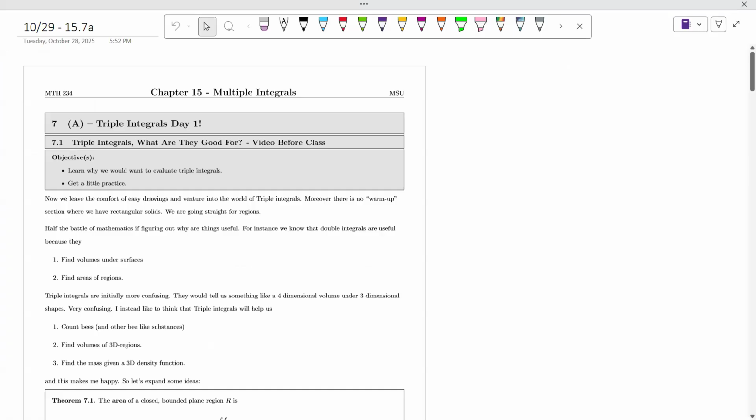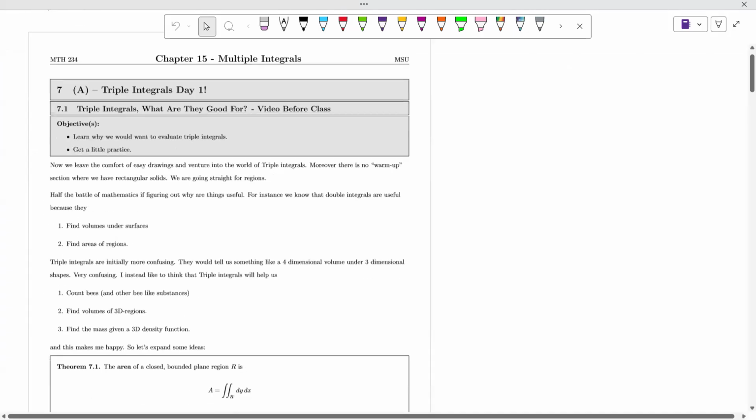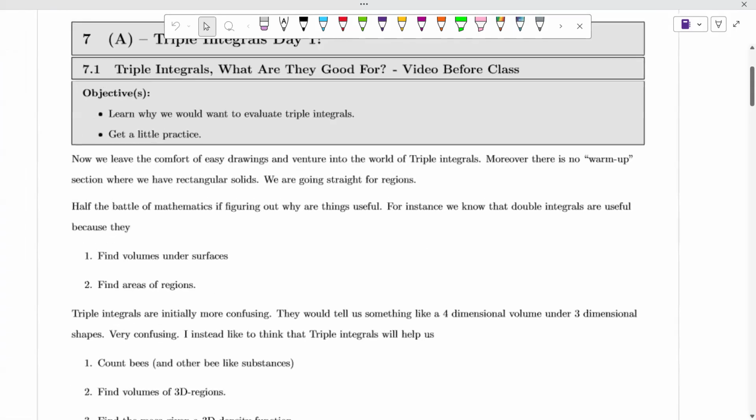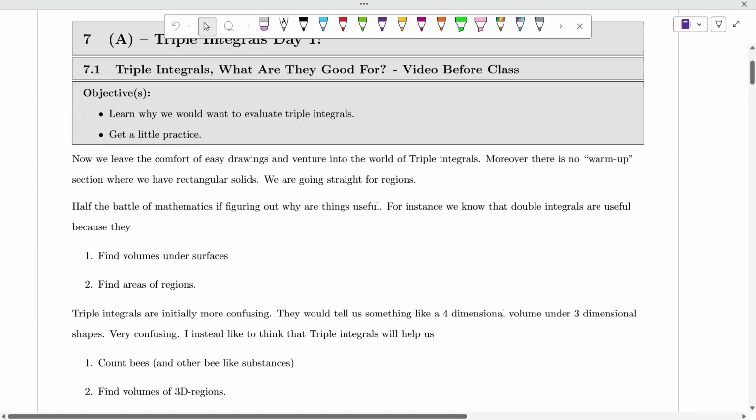So what we're going to be doing then is just, instead of just a dx and a dy integral, we'll do a dx, a dy, and a dz integral. Meaning we need bounds for all three variables. So, just quick talking about what it is that these triple integrals actually solve.